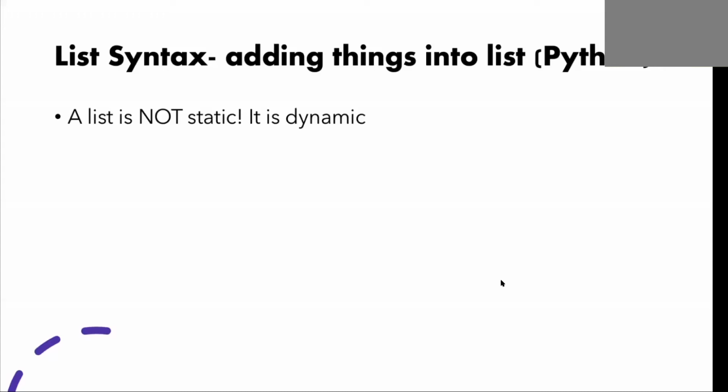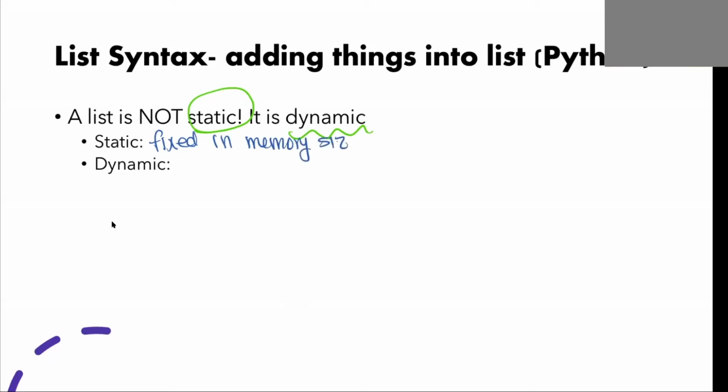Another special characteristic about Python lists is that it is dynamic. It's not static. This could be both a blessing and a curse, but normally I would say it's a blessing. So talking about what each of these mean, static. Static means it's fixed in memory size. Which means that once you create it, you cannot add onto that list, nor can you remove anything from that list.